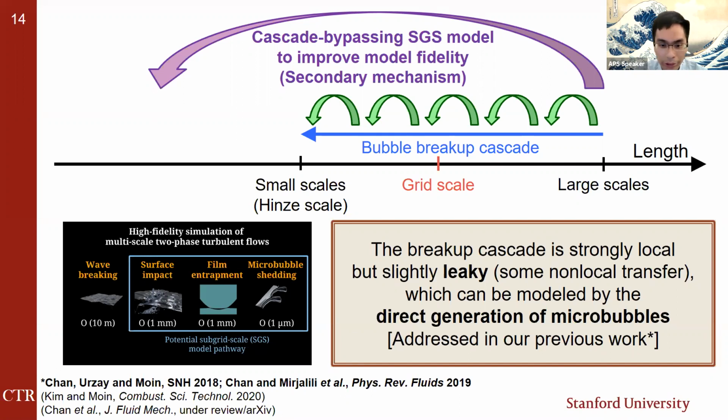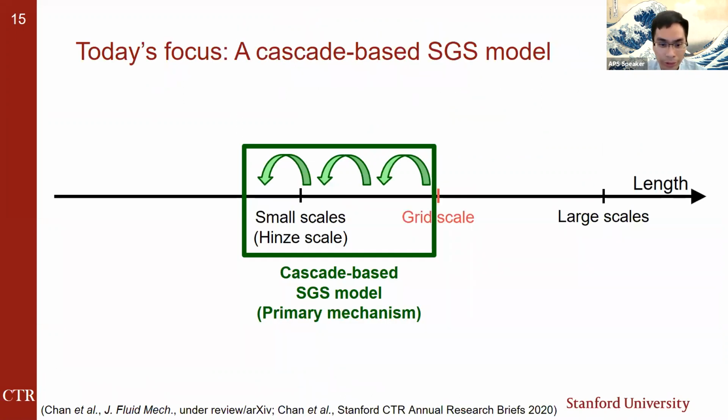Today, we want to focus on the cascade-based subgrid scale model, which is a primary mechanism for the generation of these small bubbles.